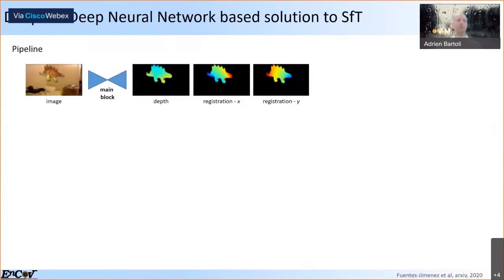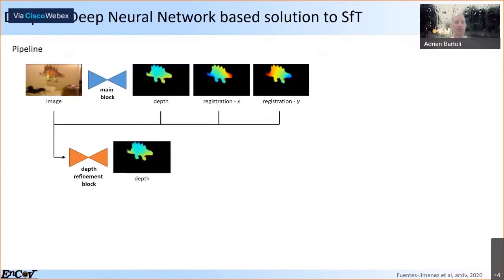So the next point I want to discuss is an attempt we've made recently. This is joint work with colleagues from the University of Alcalá, and we have tried to solve SFT from a deep learning approach. So the pipeline is this one. We have as input an image, and we train a network, this main block, to infer the depth of this object, but also the registration of the object to a given geometric model of the object. We tried it with a very naive approach, and it didn't work really well.